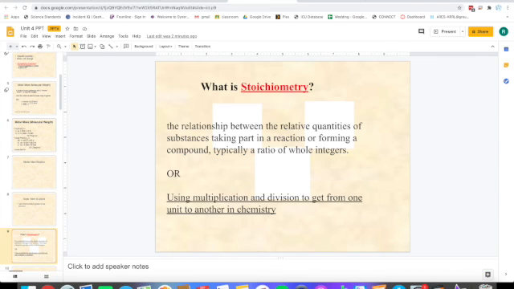All right, so first off, what is stoichiometry? Well, the hardcore definition is the relationship between the relative quantities of substances taking part in a reaction or forming a compound, typically a ratio of whole integers. Or in other words, stoichiometry is using multiplication and division to get from one unit to another in chemistry, specifically chemical reactions.